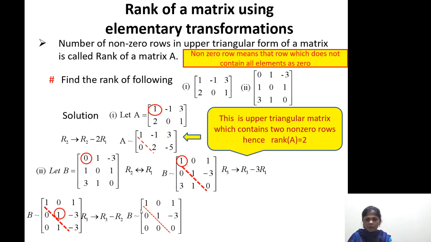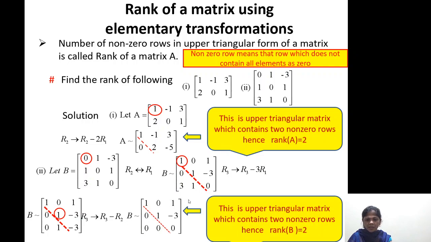So let us count the number of non-zero rows. Here we find that the third row contains all elements 0. So it is a zero row. Hence, the number of non-zero rows over here is 2 only. Therefore, the rank of this matrix is 2.